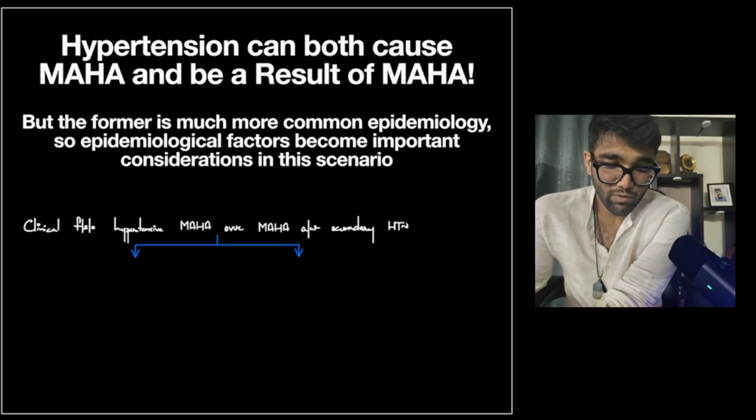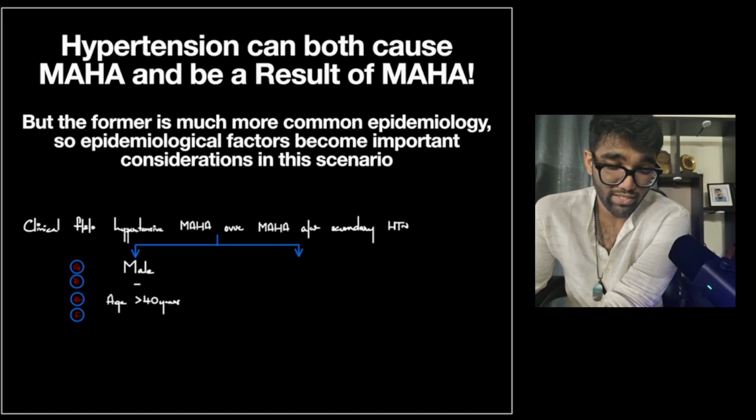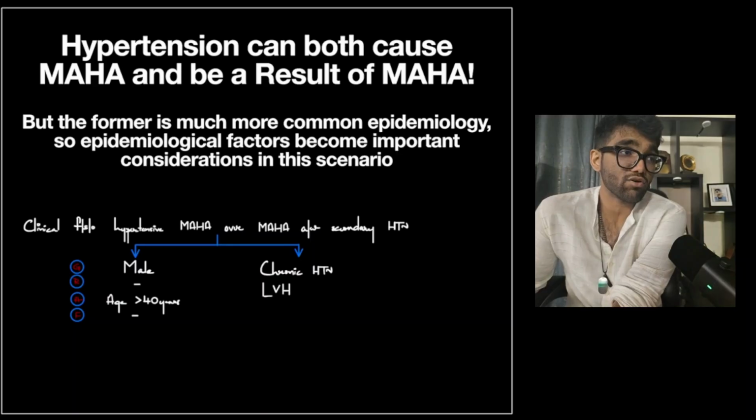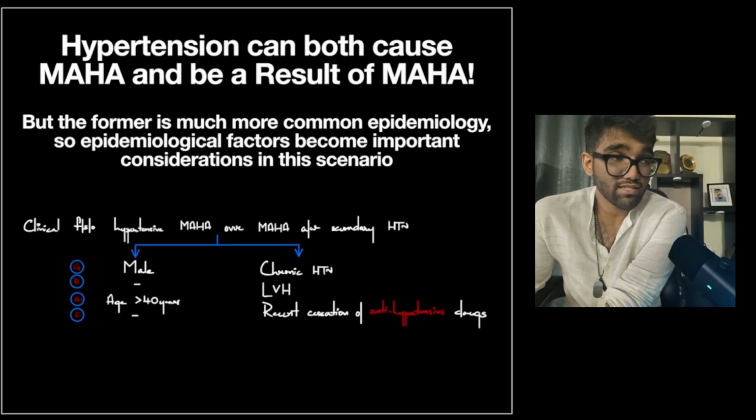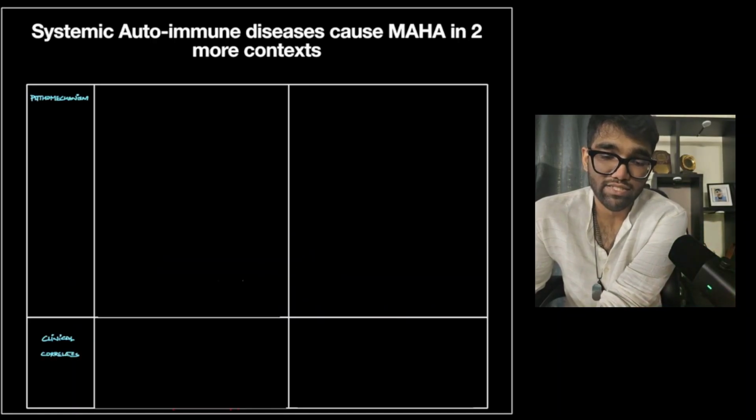Now, clinical features that suggest hypertension related MAHA over just MAHA are the patient profile, that is a patient who is a male older than 40 years of age, does not have a family history, has an antecedent history of chronic hypertension, has objective evidence of LVH, that indicates that there is long standing hypertension, and has a history of recent cessation of antihypertensive agents which would result in sudden elevations in blood pressure.